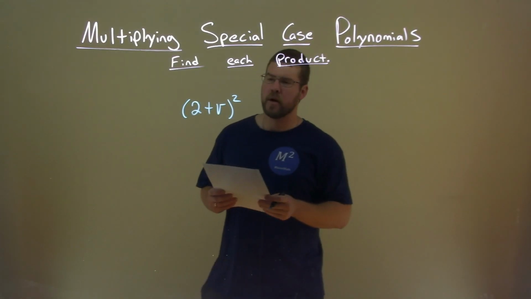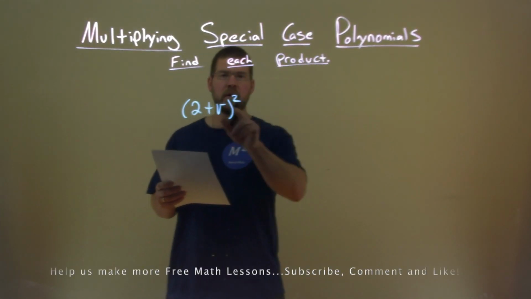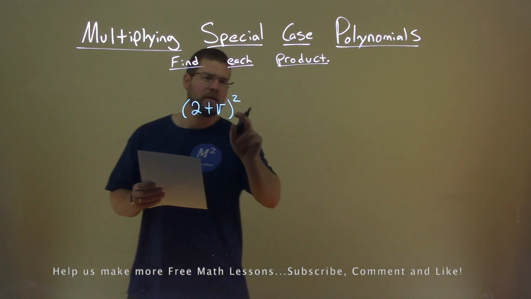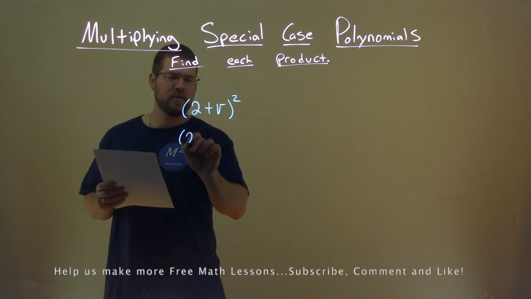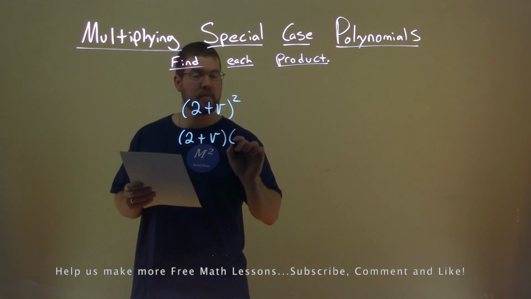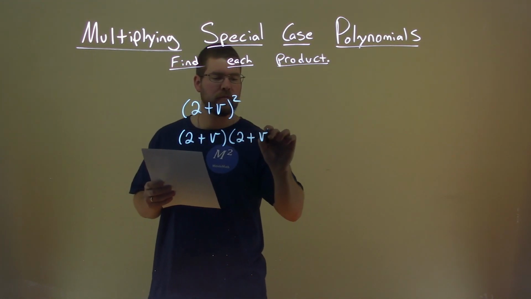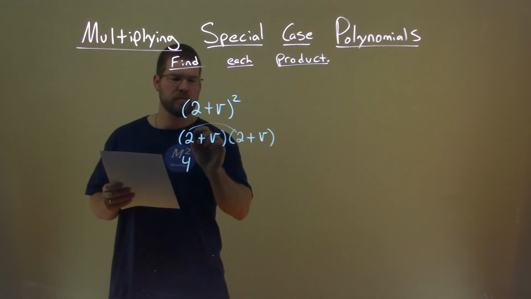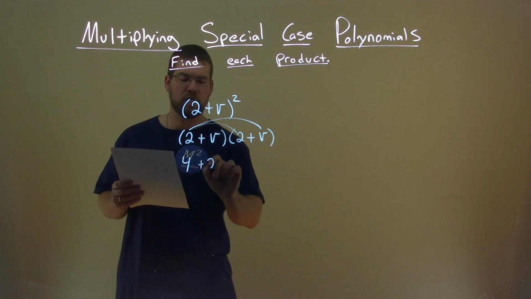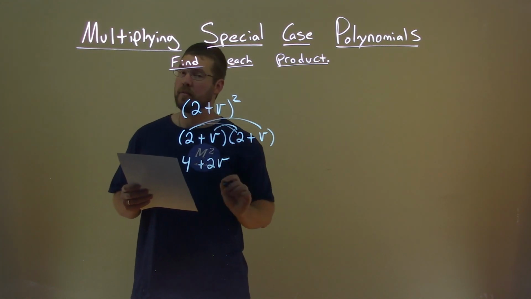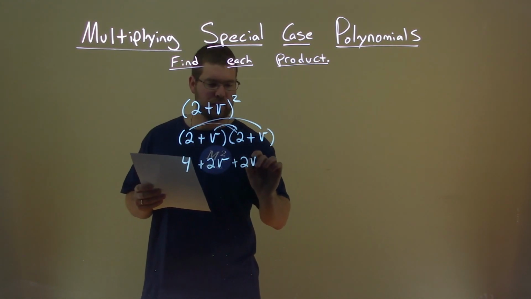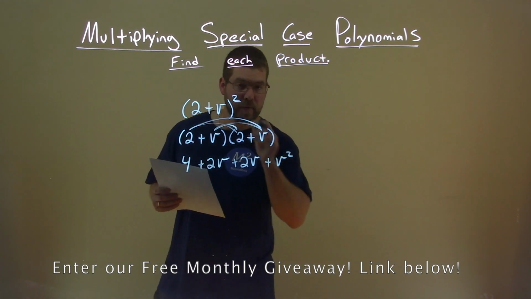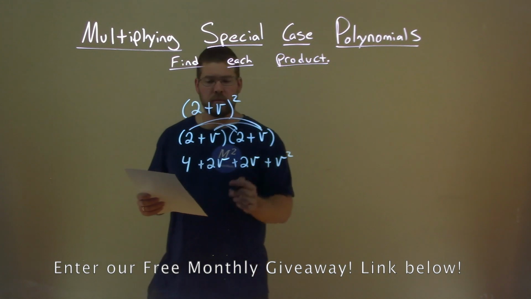We're given this problem right here. 2 plus v all squared, and we need to find the product. Well, this squared thing lets us know that this is 2 plus v times itself, 2 plus v. Well, now 2 times 2, that's 4. 2 times v is a 2v. v times 2, again, is 2v. And v times v, v squared. Not too bad. From there, we need to simplify.